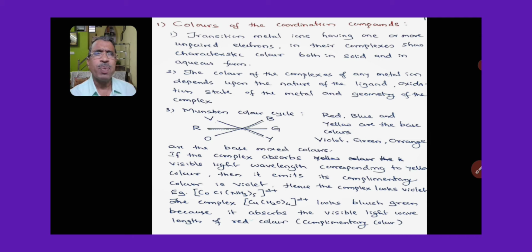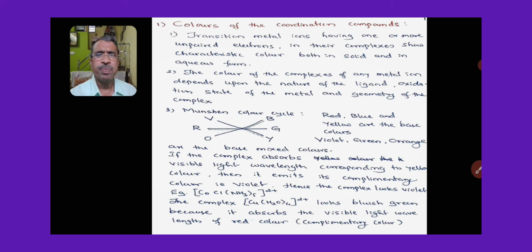If the complex absorbs the visible light wavelength corresponding to yellow color, then it emits its complementary color, that is violet. Hence the complex looks violet. Sometimes this may be in shades. Sometimes the compound cannot absorb exactly the wavelength corresponding to yellow. If it is in the range, then the complementary color also will be in the range. Sometimes it may be violet blue color, violet red color, depending upon the exact wavelength that is going to be absorbed.